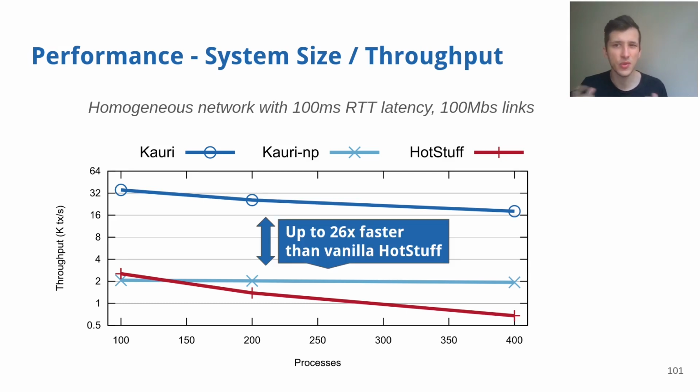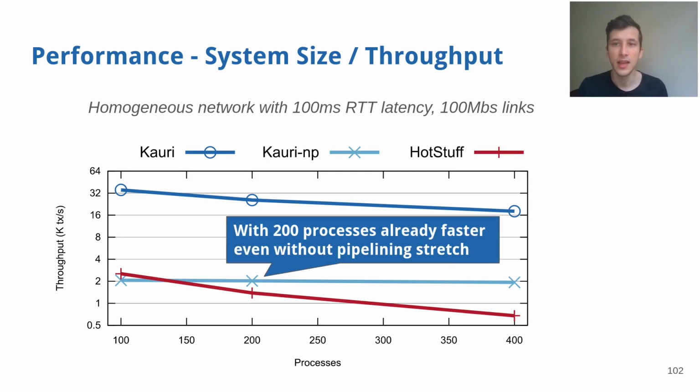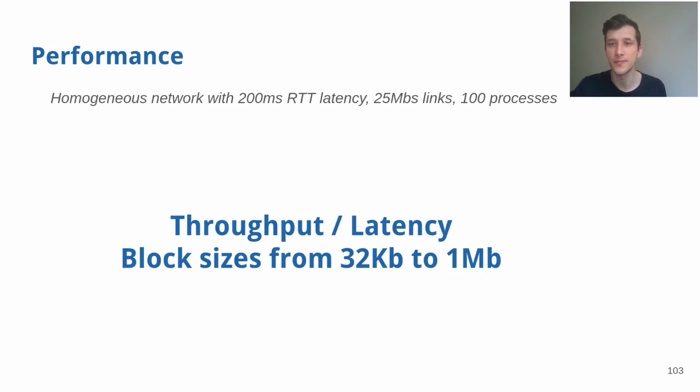The performance gap between Kauri and HotStuff is very significant in this example, with an increasing advantage at larger scale, which reaches up to 26 times the throughput in this experiment. And due to the inherent scalability of the tree over the star, even without using pipelining, Kauri starts performing better than HotStuff above 200 processes and has almost twice its throughput at 400 processes. And the same trend continues in the next experiment.